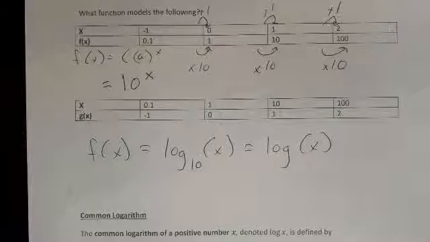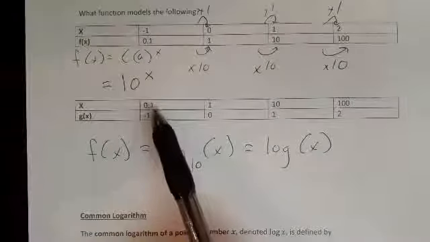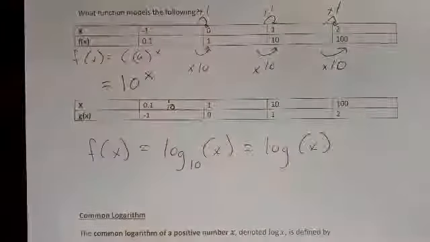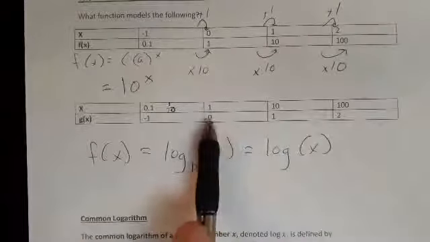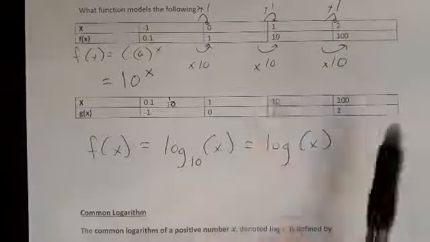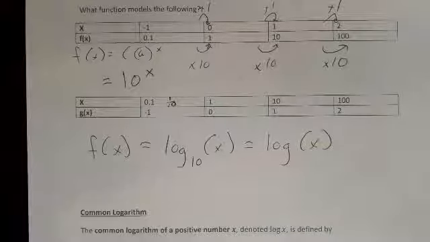Now it's like we're reversing the question. What exponent of 10 would you need to get 1/10? Maybe I should write this as 1/10. Or what exponent of 10 would you need to get 1? 10 to the 0 is 1, 10 to the first is 10, 10 squared is 100. We can still see that same pattern, but now we're asking what exponent you would need. We're not given the exponent; we need to figure it out. So it's a bit of thinking backwards.